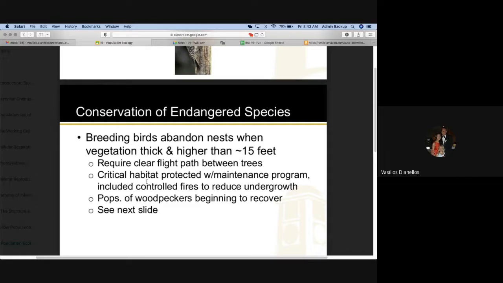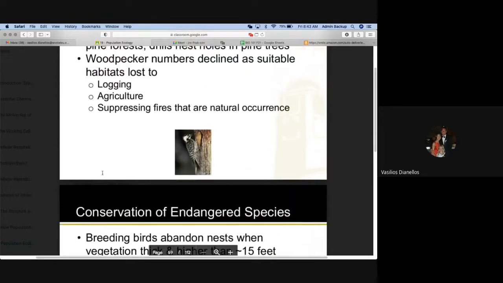Why clear? Well, you can't really fly through brush. That's a little bit hard. Well, that's basically the main reason. So the critical habitat was protected with a maintenance program that included controlled fires to reduce undergrowth. So again, let's go back up here. I'll remind you that this said suppressing fires that are natural occurrences.